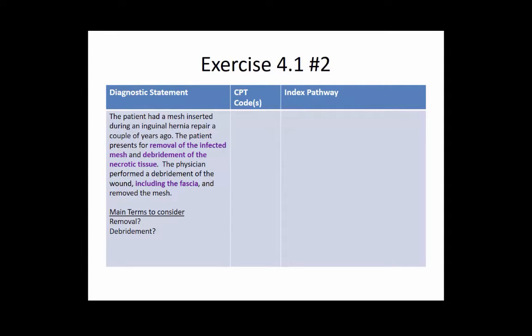The mesh. The patient had a mesh inserted during an inguinal hernia repair a couple of years ago. The patient presents for removal of the infected mesh and debridement of the necrotic tissue. The physician performed a debridement of the wound, including the fascia, and removed the mesh. Now in purple font and bolded, I have highlighted each word or phrase that will have an impact on the main terms and the way that you're going to code this. You have 2 procedures mentioned. One is the removal of the mesh and debridement of the necrotic tissue.